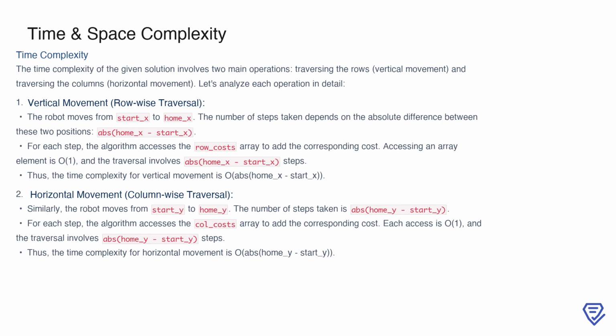Next, for the horizontal movement along the columns, the process is similar. The robot moves from its starting column, start_y, to the target column, home_y, taking abs(home_y - start_y) steps. At each step, it accesses the col_costs array to retrieve the corresponding cost, which is also an O(1) operation. Therefore, the time complexity for horizontal movement is O(abs(home_y - start_y)).